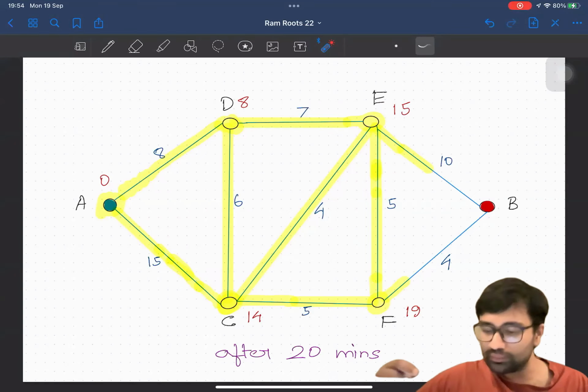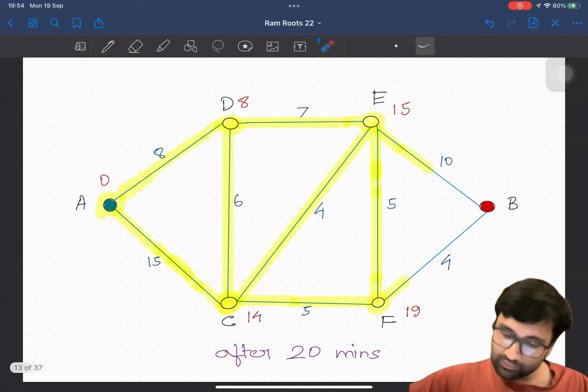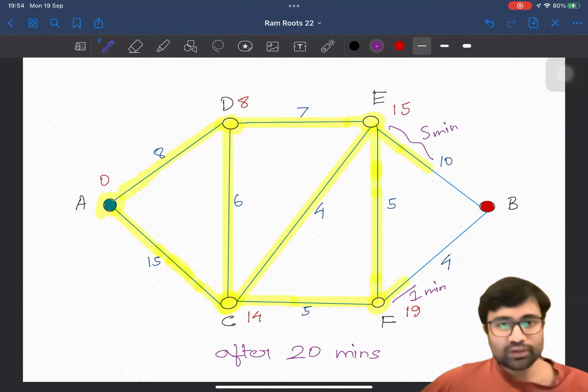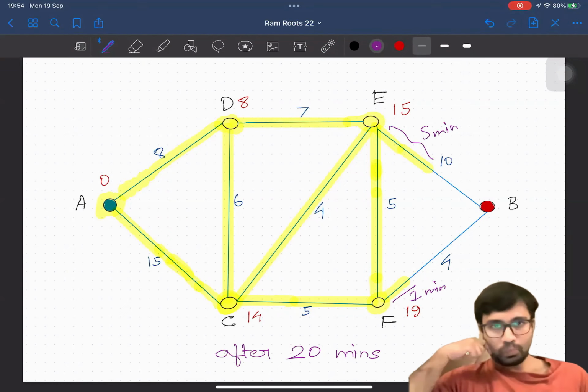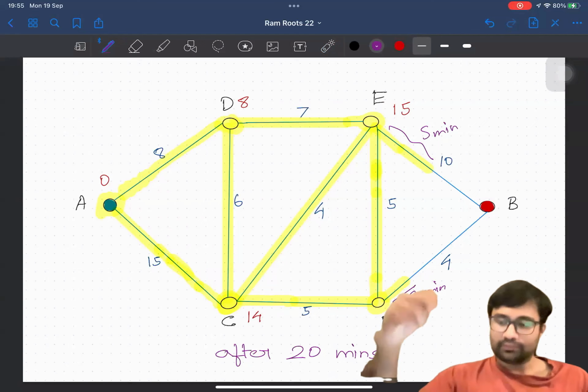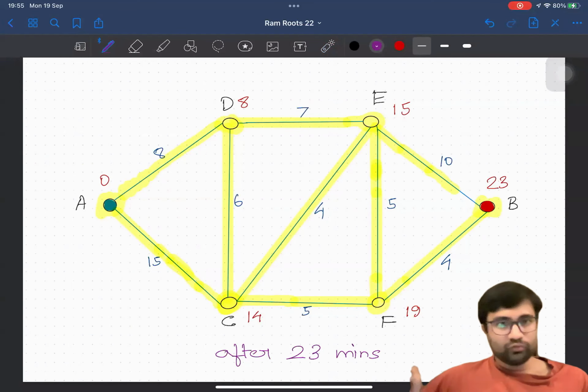Yes, sir. So now, earlier, what was it? It was 4 minutes. So now this has covered 5 minutes, and here it has covered 1 minute. Right. So what do you think happens next? Sir, it will take 4 more minutes. What will happen next is that the fire will reach from F to B in 3 minutes and from E to B in 5 minutes. Right. So in another 3 minutes, the fire will go from F to B.